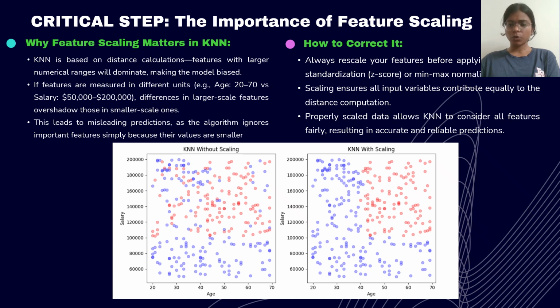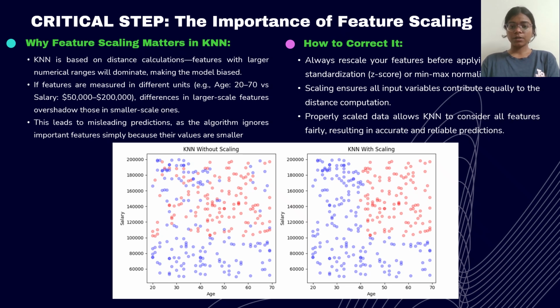I mentioned this during the code walkthrough, but it's so important it deserves its own slide. Feature scaling. It is a critical, non-optional step for KNN. Why? Because KNN is based entirely on distance. Imagine you have two features, age, which ranges from 20 to 70, and salary, which ranges from 50,000 to 200,000. If you don't scale your data, a difference of 20,000 in salary will completely dominate a difference of 20 in age. The algorithm will think the salary feature is thousands of times more important simply because the number is bigger.